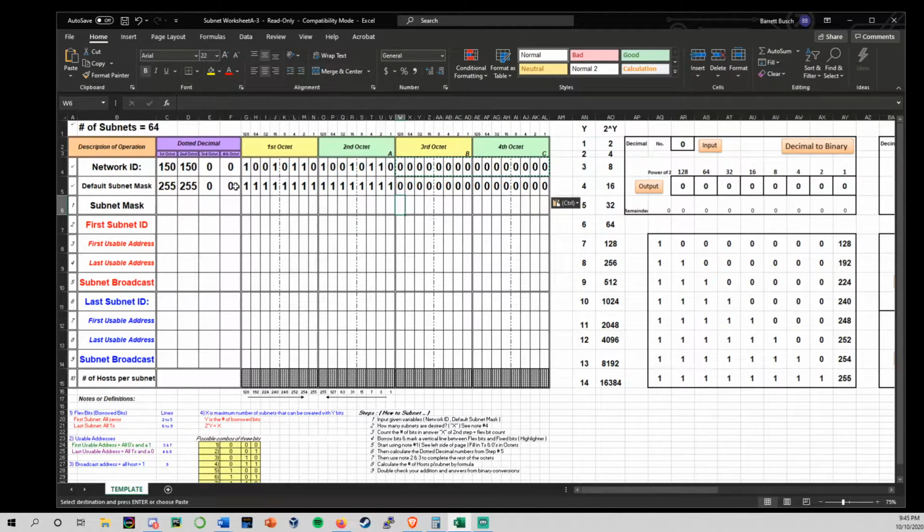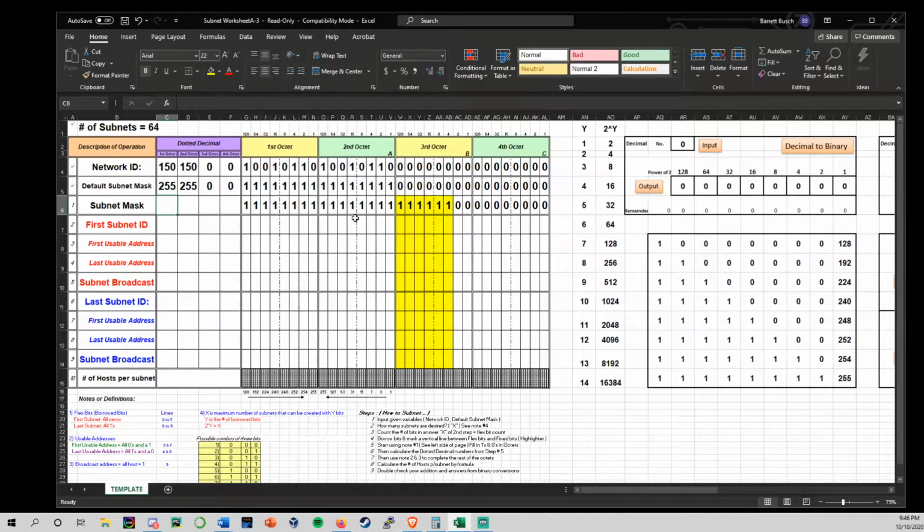Actually, because we know that this is the network portion, and these are all turned on, I'm going to fill those in. Now we can add those 6 borrowed bits. It's super important, especially when you're learning, to highlight all of this portion, because this is essentially your subnet portion. We can just highlight that. And for the remainder of the subnet mask, this is going to be all zeros.